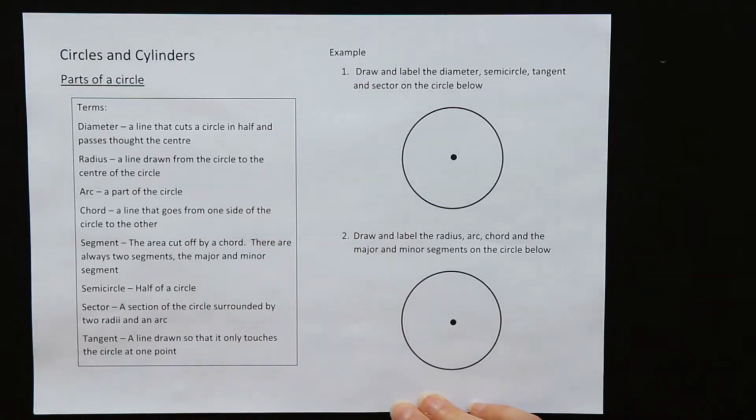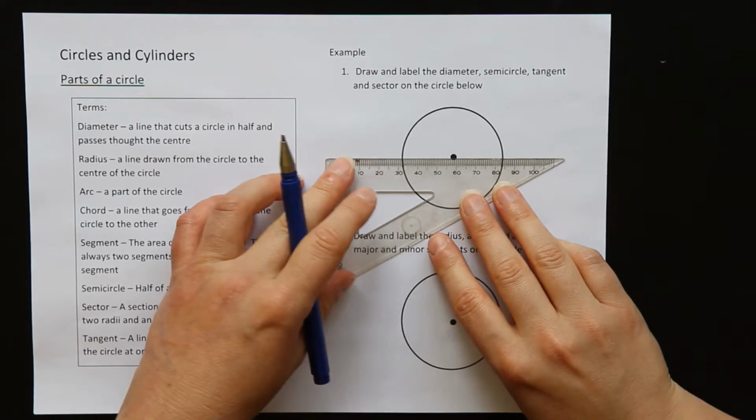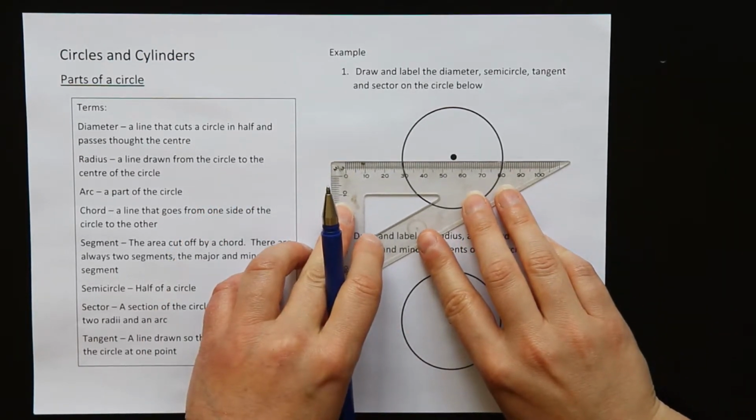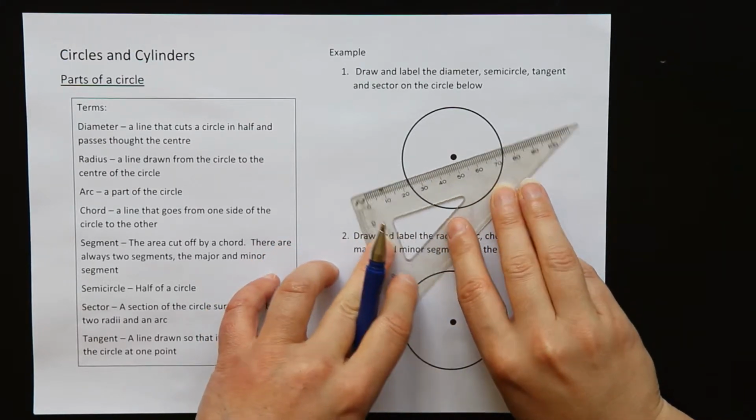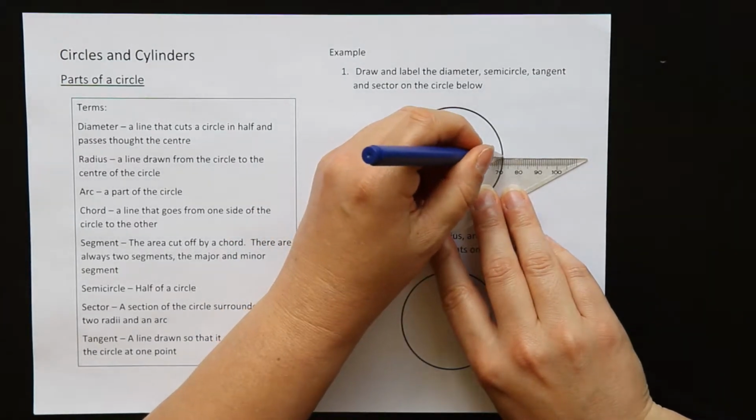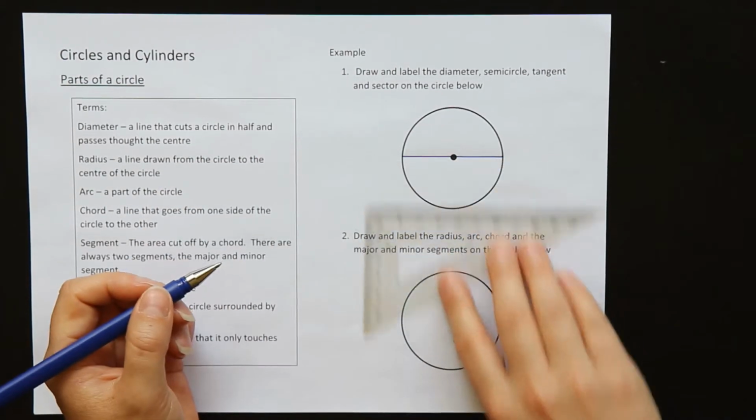It says draw and label the diameter, semicircle, tangent and sector on the circle below. Now a diameter is a line that cuts the circle in half. So grab a ruler and to cut the circle in half it has to go through the center. And you can do it straight like this, you can turn it sideways if you want to. I'm just going to do it nice and straight across the middle like that. So there we go, line straight across there, going through the center of the circle.